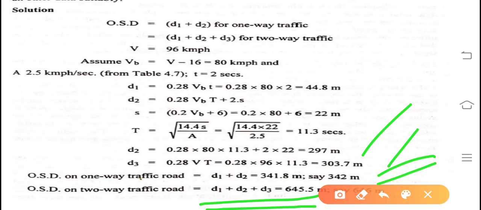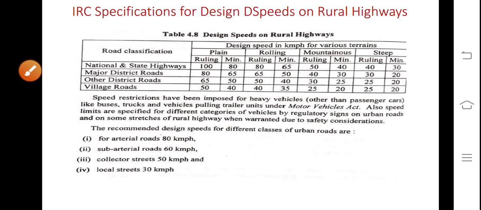Whereas in the first case, since it is one-way traffic, there is no opposite vehicle. That's why only d1 plus d2. This is the concept. This concept you should remember. One way, there is no opposite vehicle approaching you. Therefore, only d1 plus d2. In case of two-way traffic, there will always be opposite vehicles approaching you. You have to add all the three, d1 plus d2 plus d3. Refer once again to the figure, you will understand.